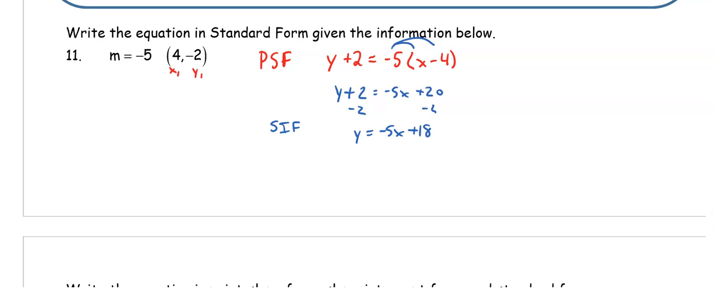And then to get into standard form, we would add 5x to both sides. So we would have 5x plus y is equal to 18 as our standard form.